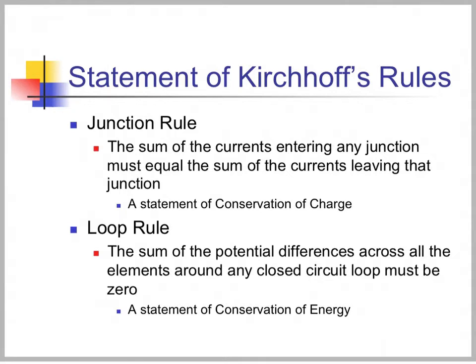The second is the loop rule. The sum of the potential differences across all the elements around any closed loop must be zero. That just says as I go across each individual element, I'm either going to gain energy or lose energy. When I come back to where I started, I can't have a different energy, so the total steps up and down in energy around a closed loop have to be zero.